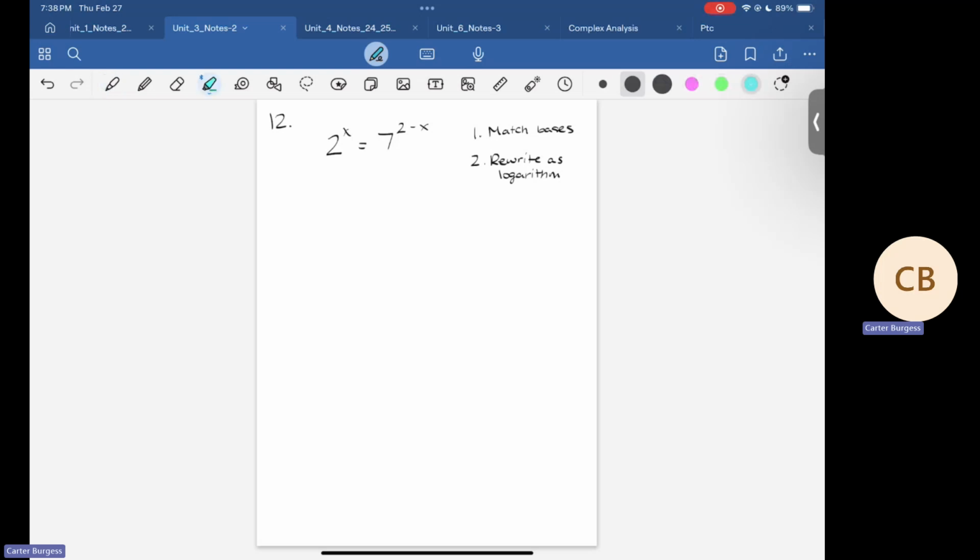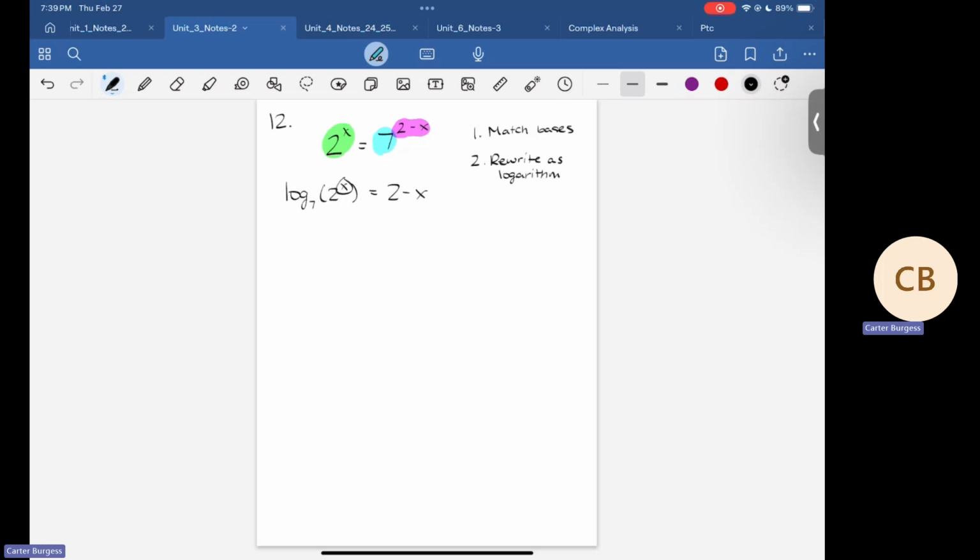It doesn't matter what we pick as our base as long as we're consistent. I think we did a lot of base 2 in class, so I'll go ahead and do base 7 here, just for fun. So we'll say the base is 7, the exponent is our 2 minus x, and our result is the 2 to the power of x. If that is the case, then by rewriting as a logarithm, I get log base 7 of 2 to the x is equal to 2 minus x.